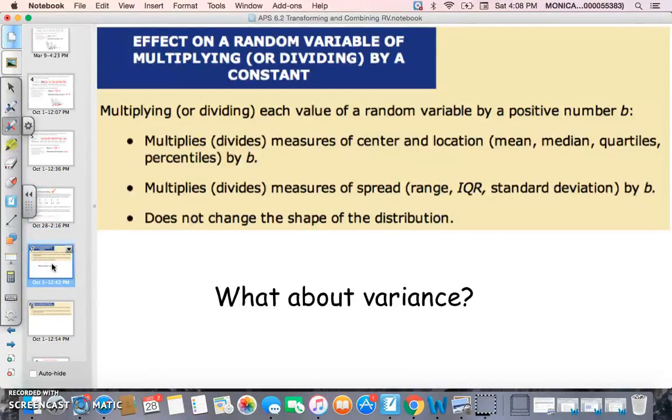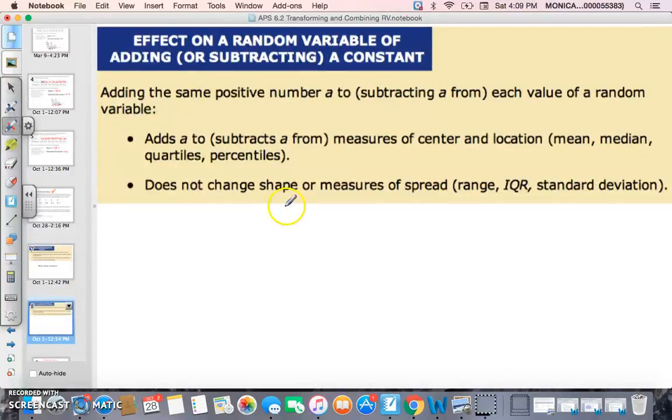All right, so these are some notes for you to look at. It's basically what we've been saying, that the shape of the distribution doesn't change. You're just going to multiply measures of spread by the B value, and you're also going to multiply measures of center by the B value. And if you're adding or subtracting, you only add or subtract to the measures of center. It does not change the measures of spread. They stay the same.